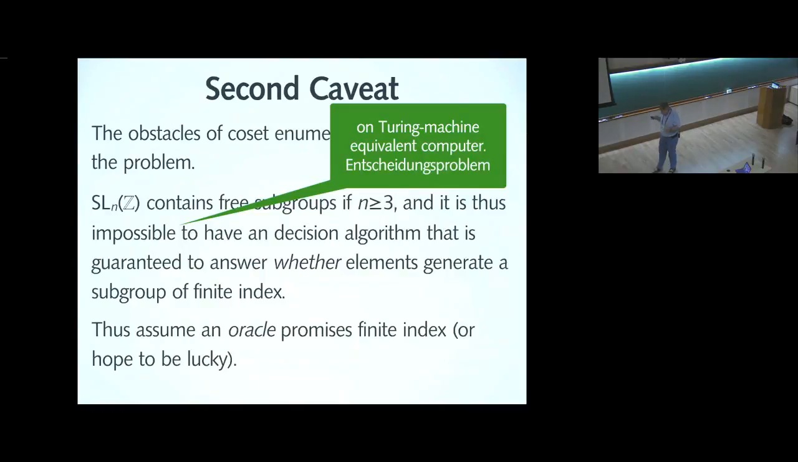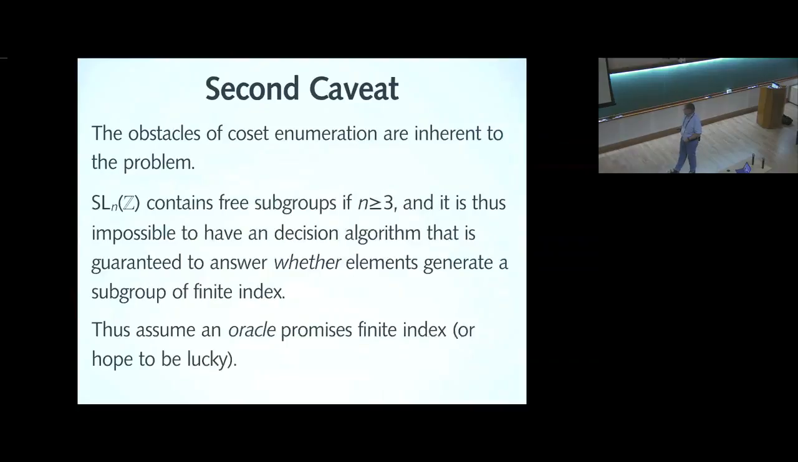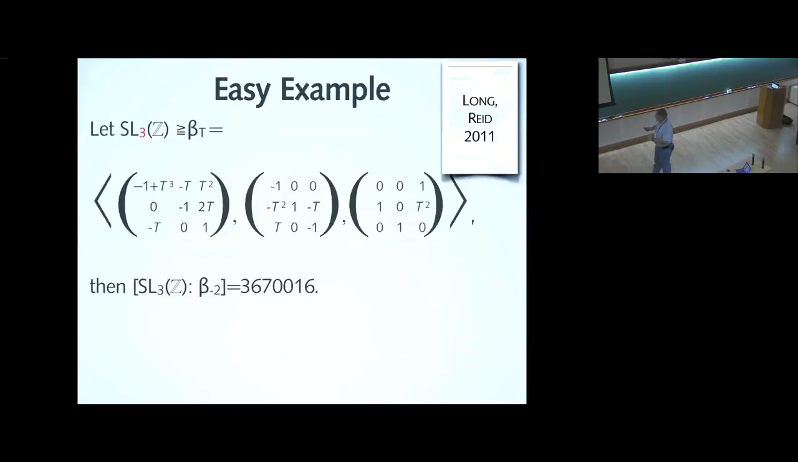This is a reduction to a logical impossibility, not just a not-good-enough-algorithm impossibility. Right, let's start with an easy example. I have a subgroup of SL3Z. This comes from a paper of Long and Reid. They define a whole family of groups given with a parameter T, 3 generators.